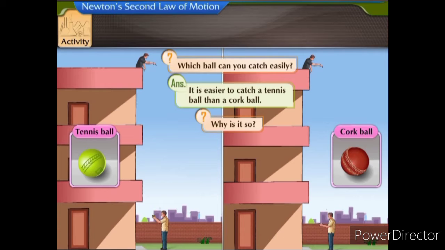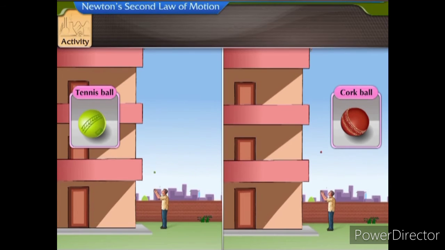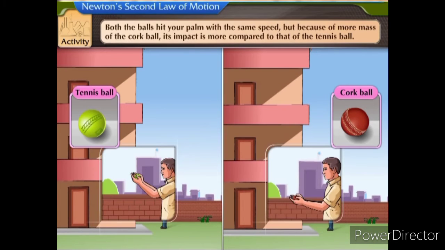Why is it so? The tennis ball has less mass than the cork ball. Here, both the balls hit your palm with the same speed, but because of more mass of the cork ball, its impact is more compared to that of the tennis ball.